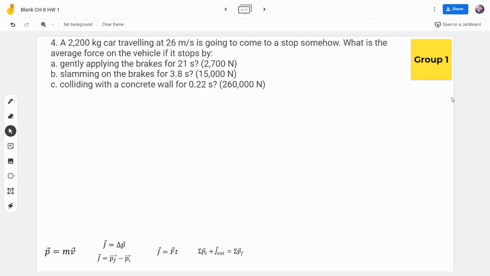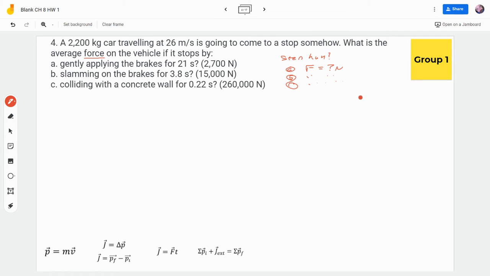What is the average force on the vehicle if it stops by? So let's do this. What is the average force? So we want the force. For parts A, B, and C, I don't think I'll do all three of them because after we set up the first one, they're all the same. But we're looking for F. So F is question mark newtons. That's what we're always going to look for.